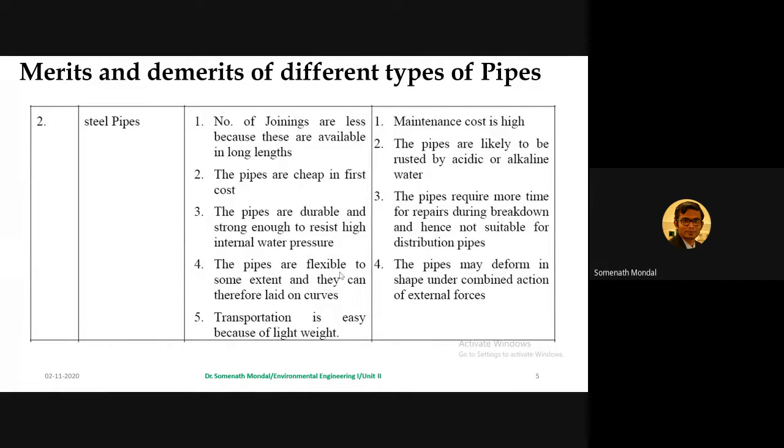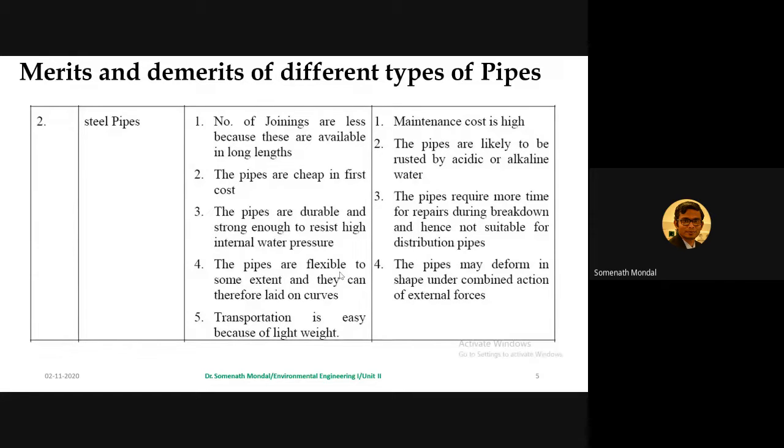Now we have discussed that intermediate systems also exist, but then still people work in the daytime or in the office time, so that's the main problem. You have to stop the distribution system in that particular area, and then you will have to start working there. So from that point of view, it is difficult, and the pipes may deform in shape under combined action of external forces. So this is very interesting.